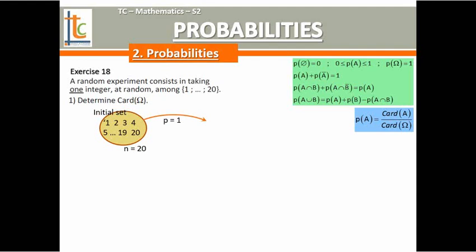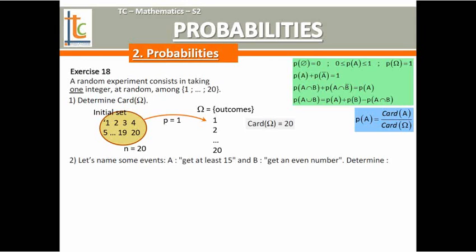What could be a possibility? It could be 1 or 2 and so on, or 20. So in this special case, when p equals 1, omega is actually equal to the initial set. This is the same set. So things will be simple in this kind of exercise. The cardinal number of omega is 20.